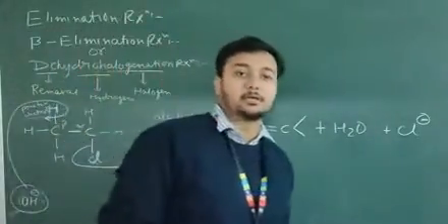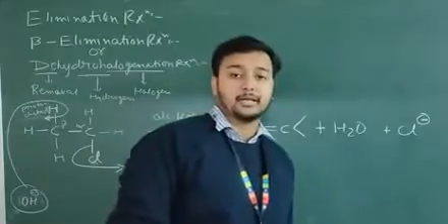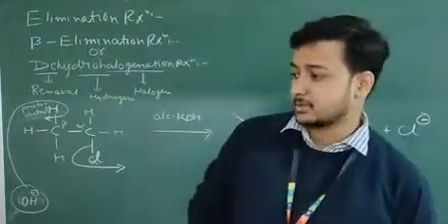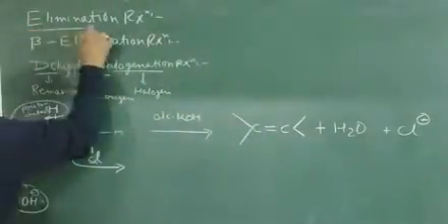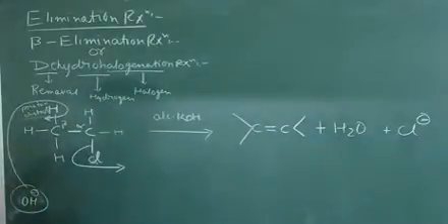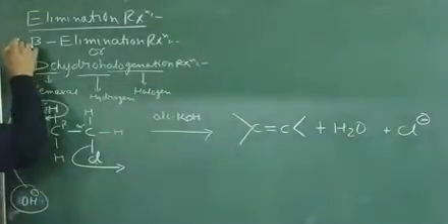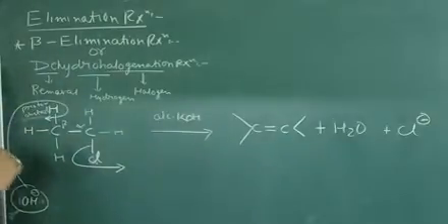Today we discuss the elimination reaction, which is part of the haloalkanes and haloarenes chapter of your class 12. The word elimination means what? Something is going to be removed. So in that case, we first have to discuss the beta elimination reaction, or we can say the dehydrohalogenation reaction.